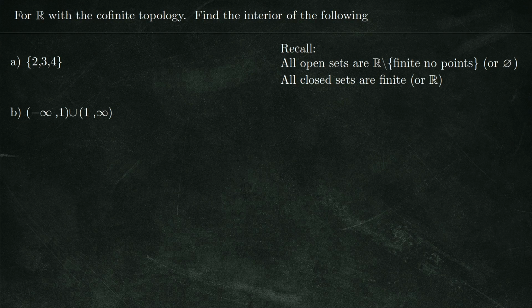All right, now you've had a think. So for the set {2, 3, 4}, the interior is the empty set. There's no open set that's fully contained in this, because if it's fully contained in this, the complement wouldn't be finite. Then for B, well, this we can rewrite as R complement the set {1}. So this is already open, so the interior is itself.